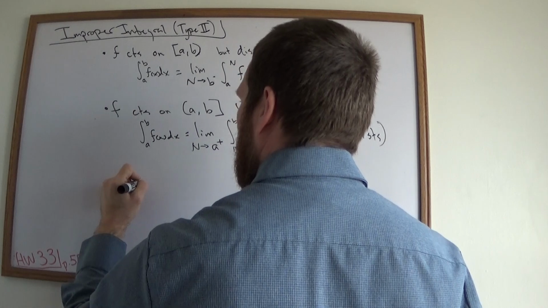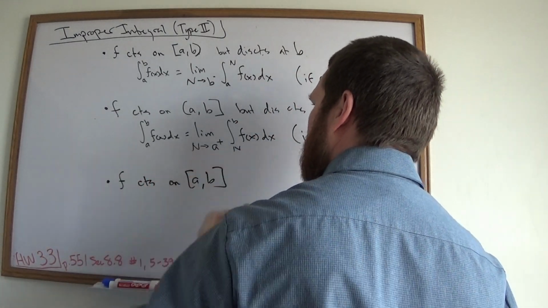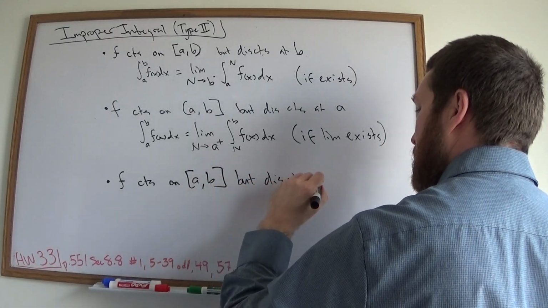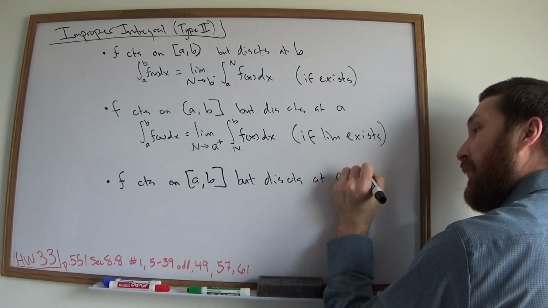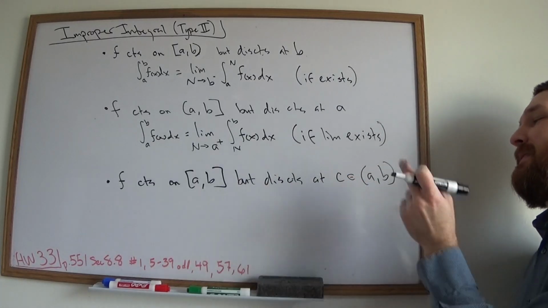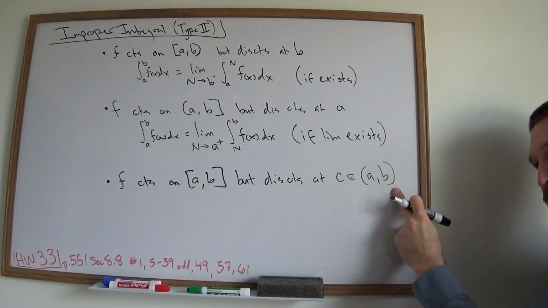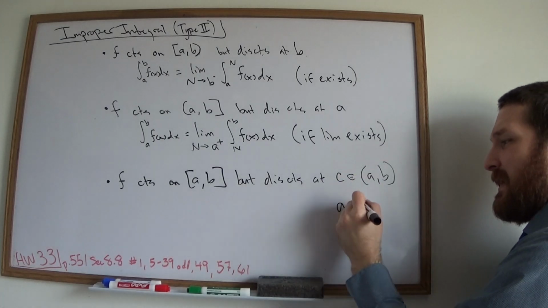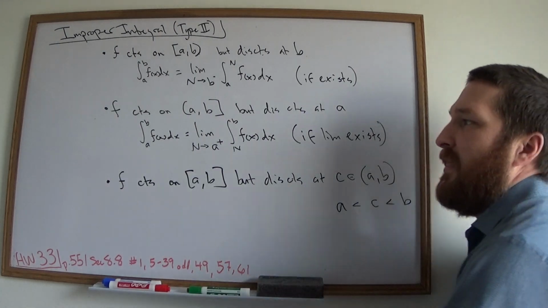Now, f is continuous on [a, b], but discontinuous at some c in the interval from a to b. Not a, not b, but some c that's in between. Notice I'm using hard brackets here, soft brackets here. So that c is some number where a is strictly less than c, strictly less than b.